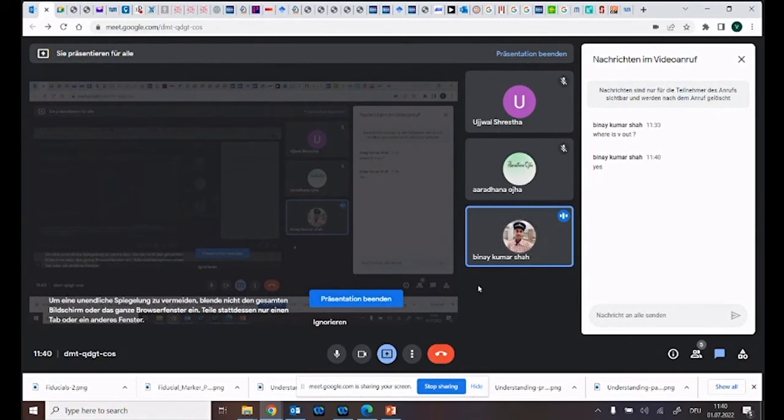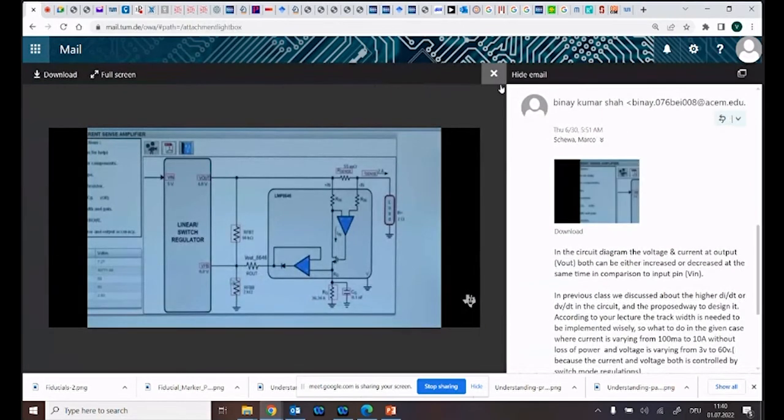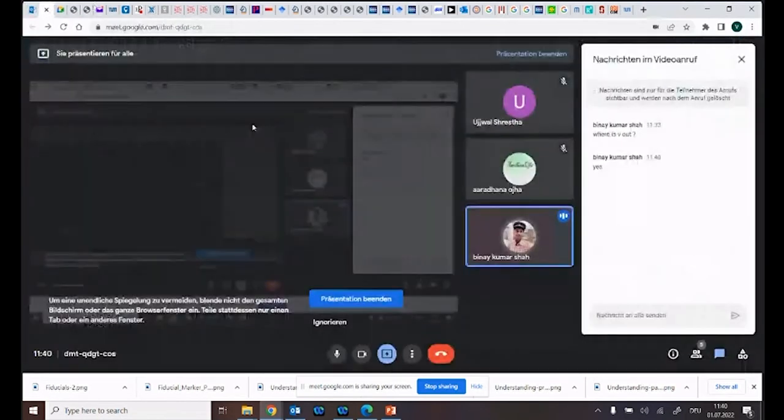3.3 volt regulator? I'm not able to find the spice model. I'll send you the number in the chat box. You mean this one? Not this one. It's 1117 3.3.